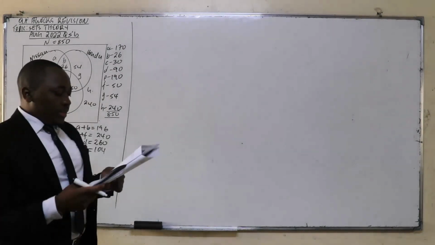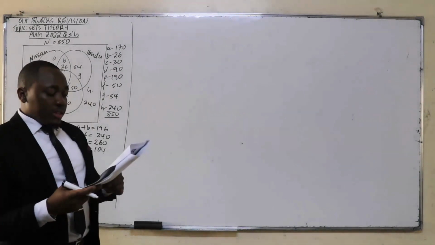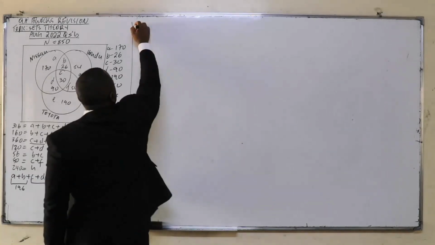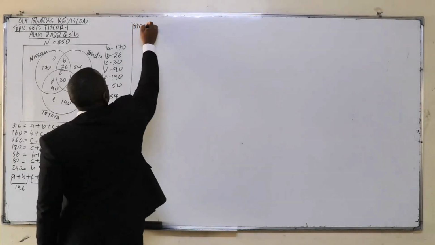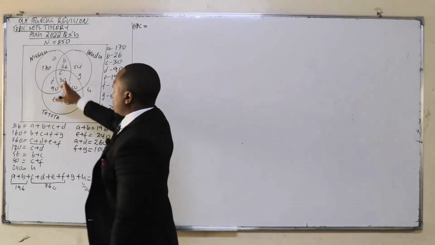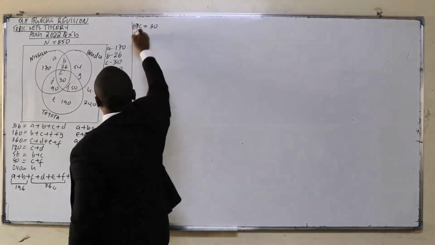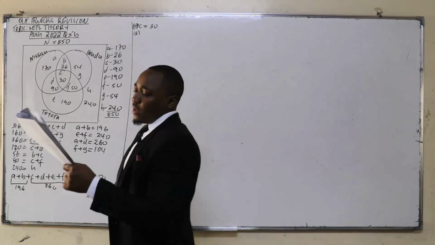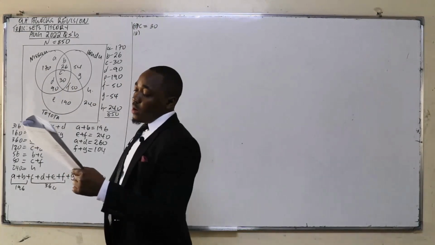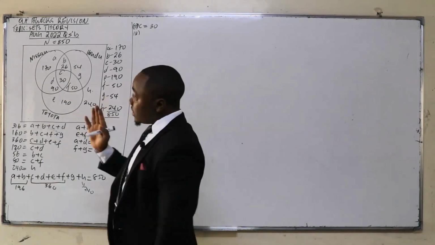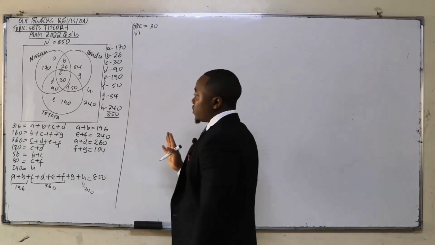Number 2, the number of residents who owned all the 3 brands. Number 2, that's C. Then number 3, the number of residents who own just one of the 3 brands, just one. If it's Nissan, Nissan. If it's Honda, it's Honda. If it's Toyota, it's Toyota.